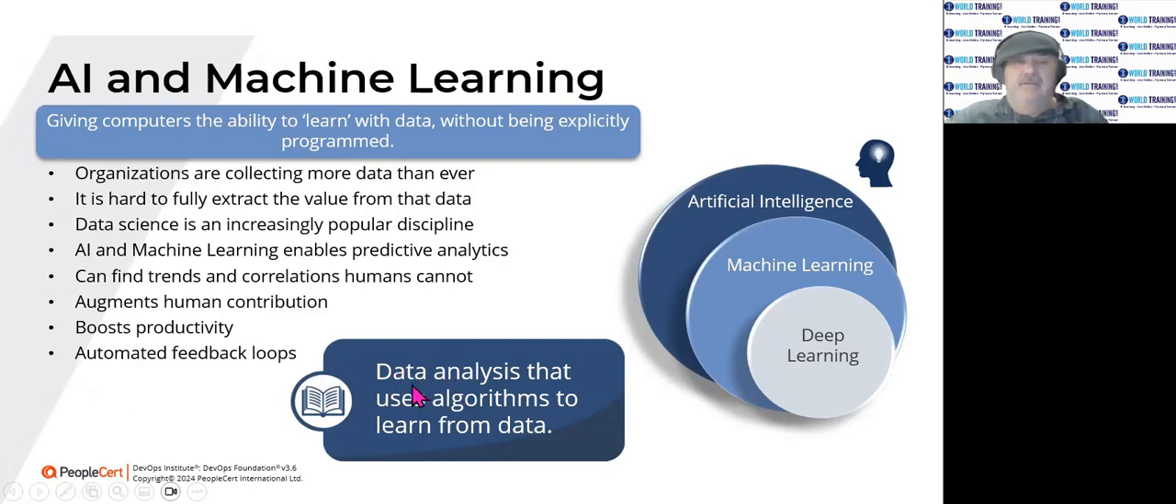It's basically the idea of data analysis using algorithms to learn from the data. So there are some other terms. Deep learning is looking deep into the data using machine learning to get inferences, and artificial intelligence can make decisions based on the results of machine learning. And then people can use that.